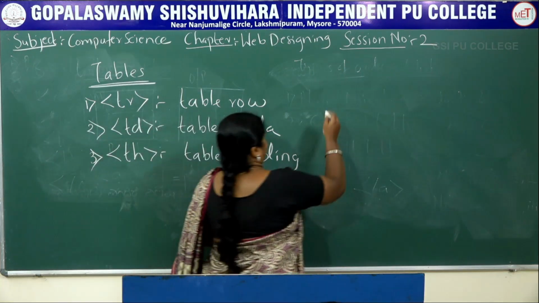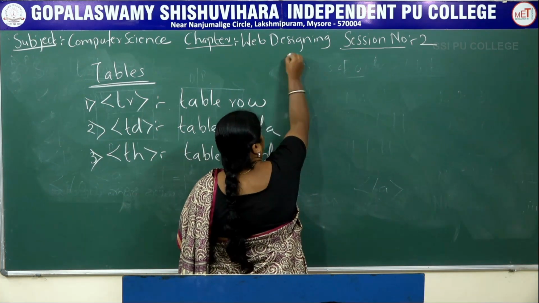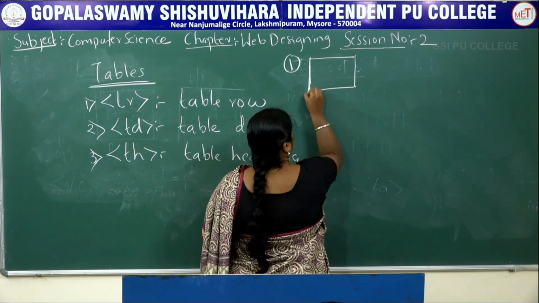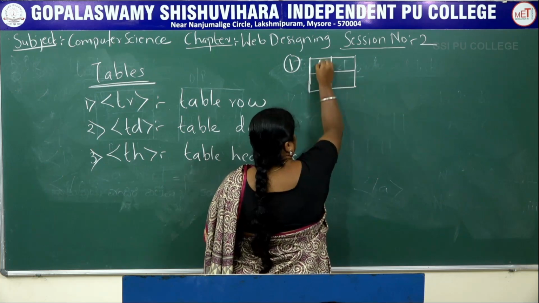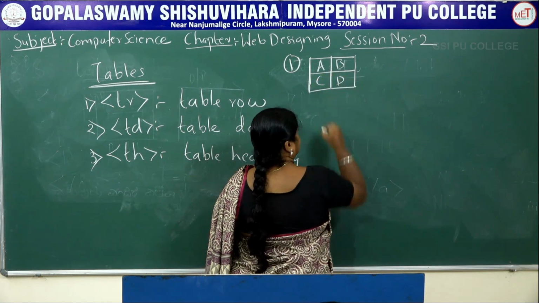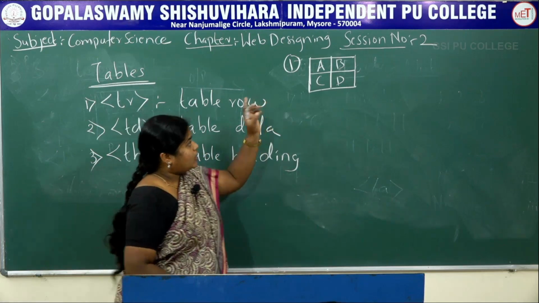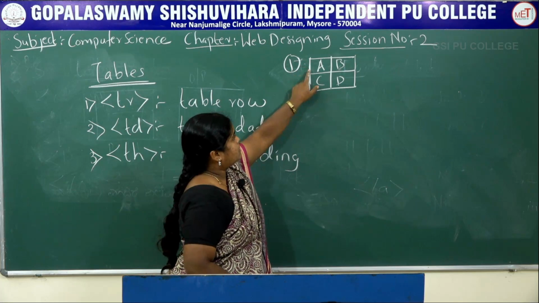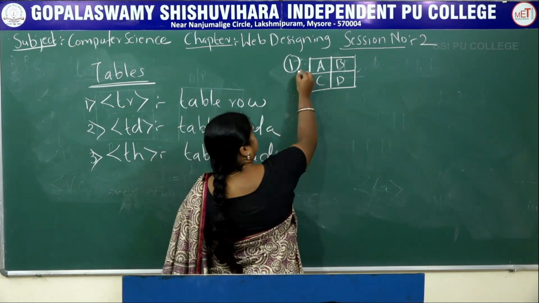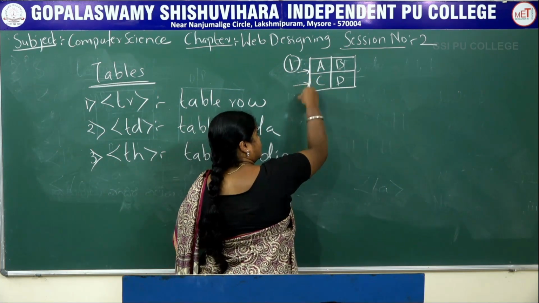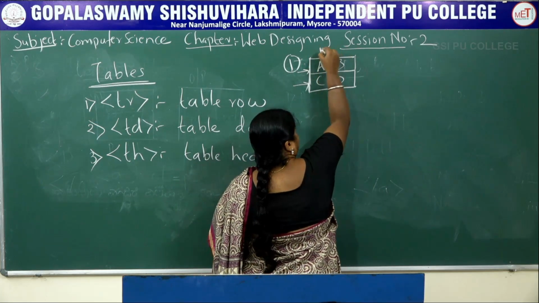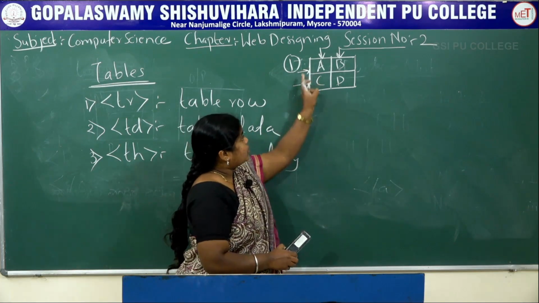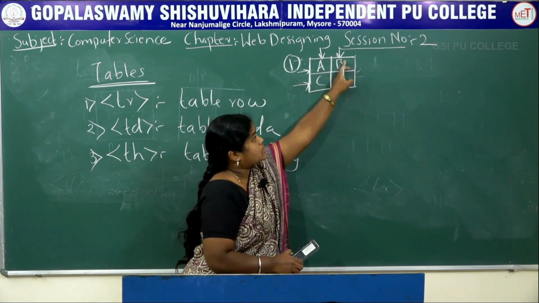Now let's take an example. Let's take a first example. Suppose we will take a simple table with only two rows, say A, B, C, D. This is a simple table. Now what you have to observe is there are two rows in this particular table. This is the first row and this is the second row. This is the first column, and this is the second column.